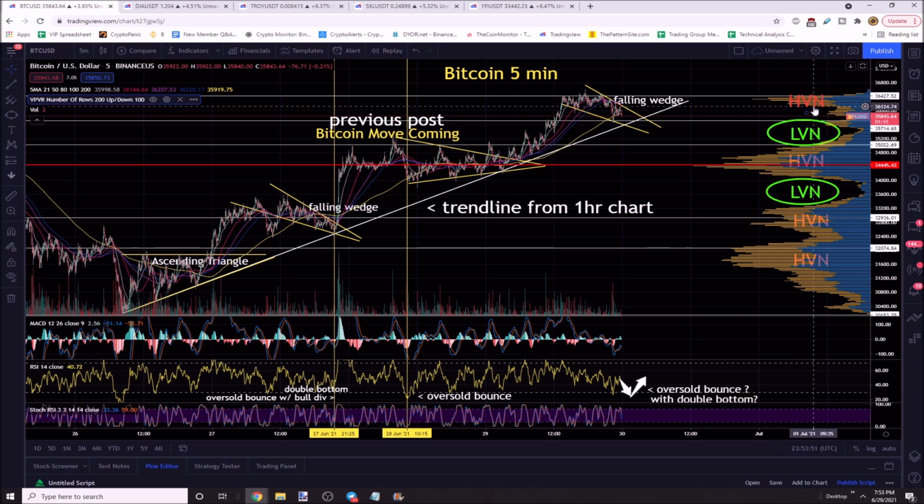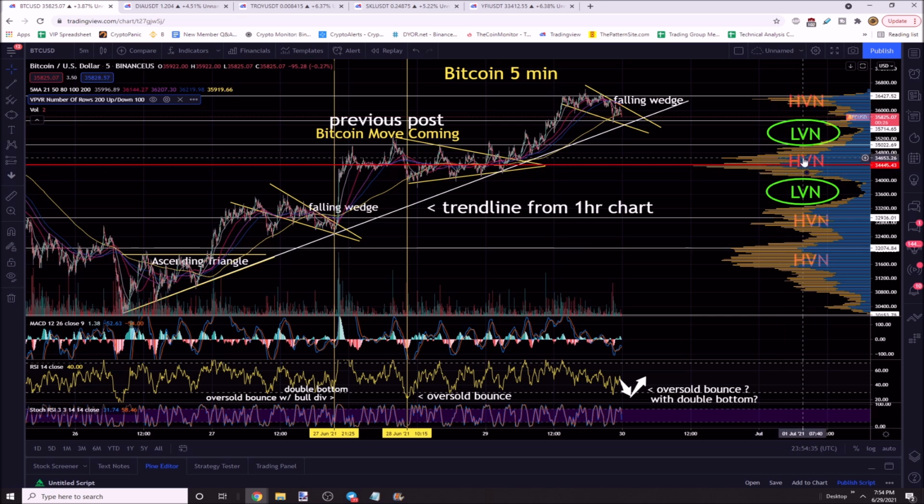So HVN, this is a high volume node. This is a point in the volume profile where there's high volume, more volume than average, okay? You see this is an LVN, or a low volume node. So again, this is an area where there's not very much volume, right? And so there's not very much support based on this idea. And so here is even a larger low volume node, and so there's no support right in this area. You can use this to help find support and resistance levels.